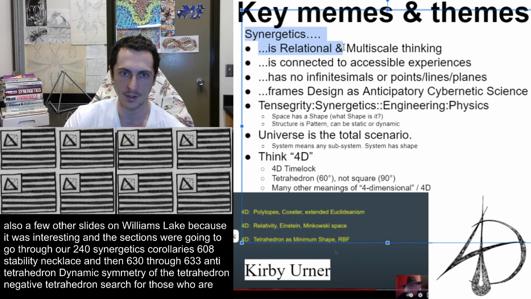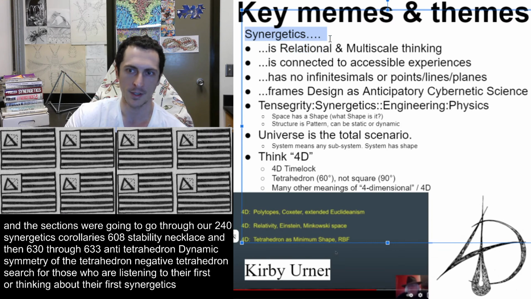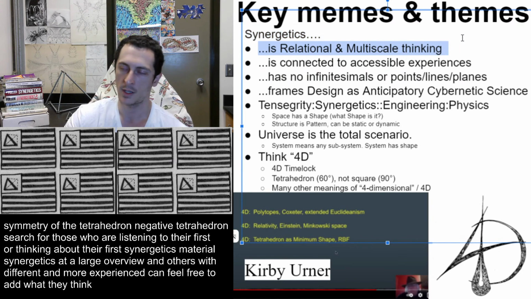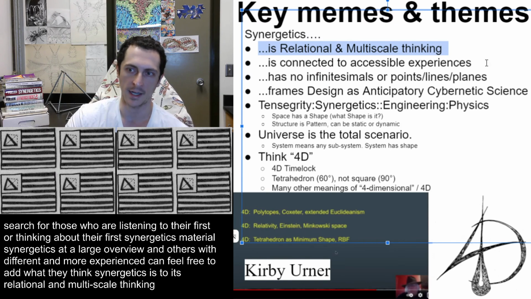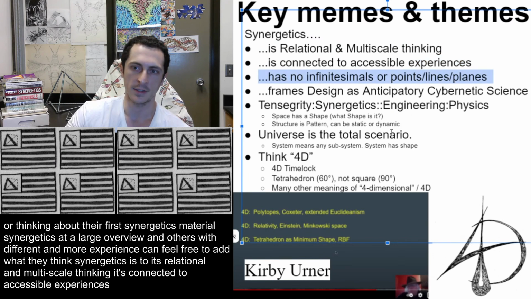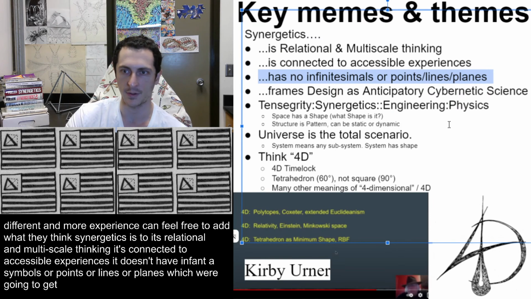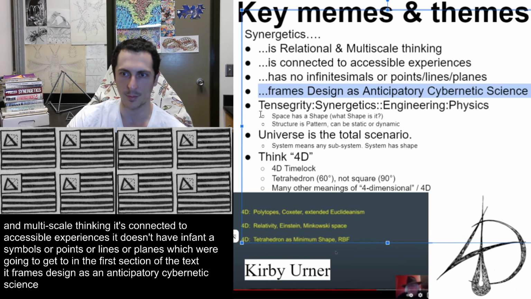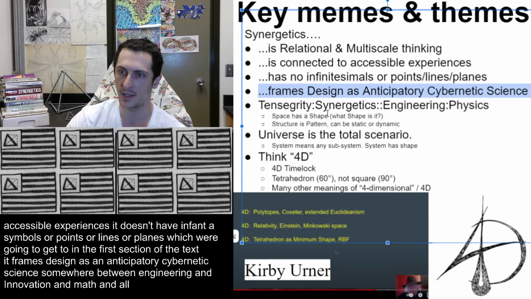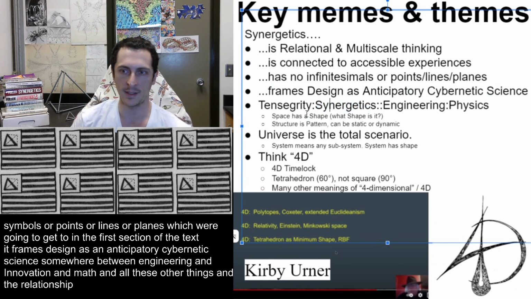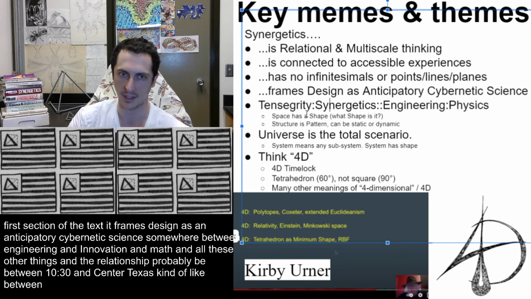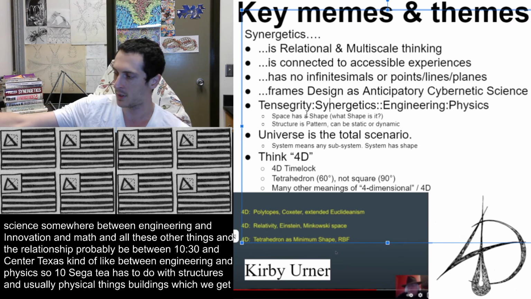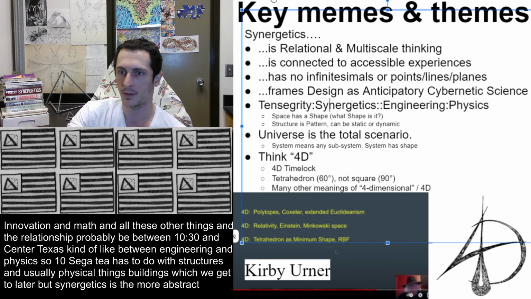So for those who are listening to their first or thinking about their first Synergetics material, Synergetics at a large overview, and others with more experience can feel free to add what they think Synergetics is too. It's relational and multi-scale thinking. It's connected to accessible experiences. It doesn't have infinitesimals or points or lines or planes, which we're going to get to in the first section of the text. It frames design as an anticipatory cybernetic science, somewhere between engineering and innovation and math and all these other things. And the relationship broadly between tensegrity and synergetics is kind of like between engineering and physics. So tensegrity has to do with structures and usually physical things and buildings, which we'll get to later. But synergetics is the more abstracted version, just like physics is.